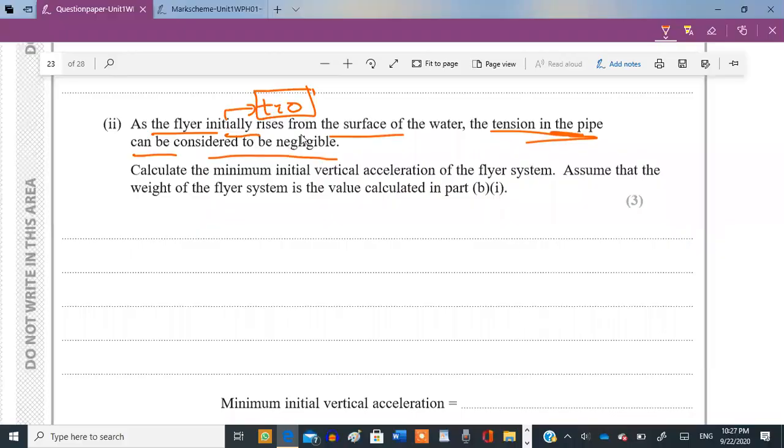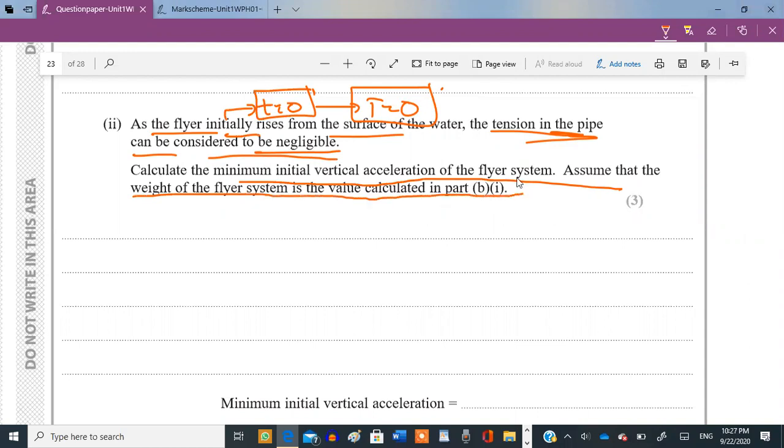As a flyer initially rises from the surface of the water, the tension in the pipe can be considered to be negligible. Initially, when the time was 0, the tension was 0. Then calculate the minimum initial vertical acceleration of the flyer system. Assume that the weight of the flyer system is the value calculated in part B 1. Okay, so weight is 701.54 Newton.